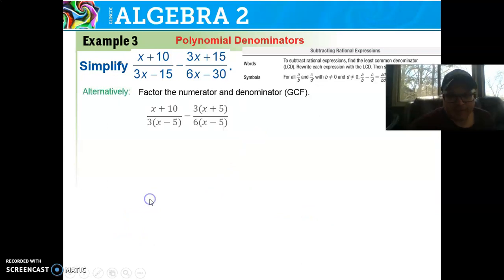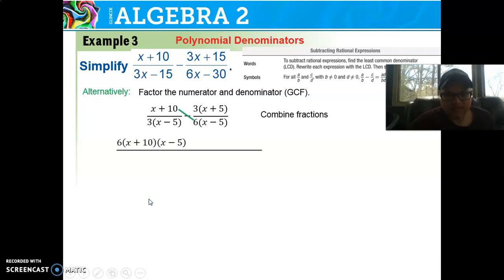Alternatively, if we factor just like we did and we use our combining fractions method, we get x plus 10 times 6 times x minus 5, minus 9, 3 times 3 times x minus 5 times x plus 5, over the product of these together, which is 18 times x minus 5 and x minus 5.